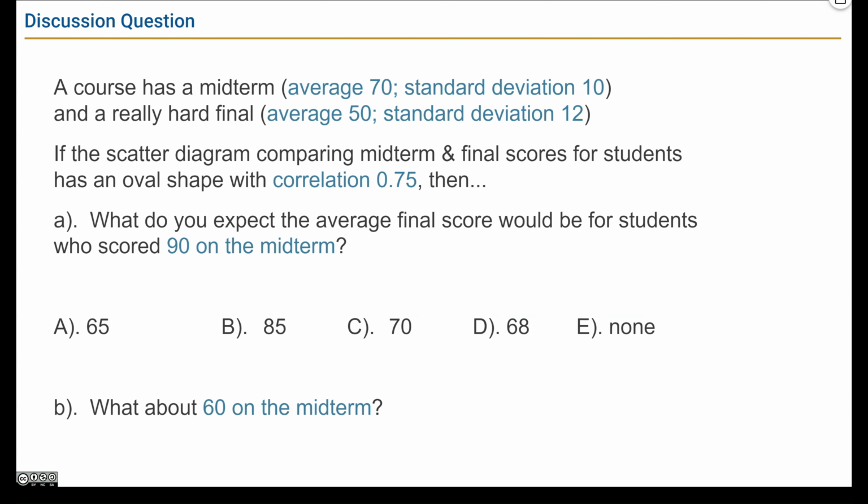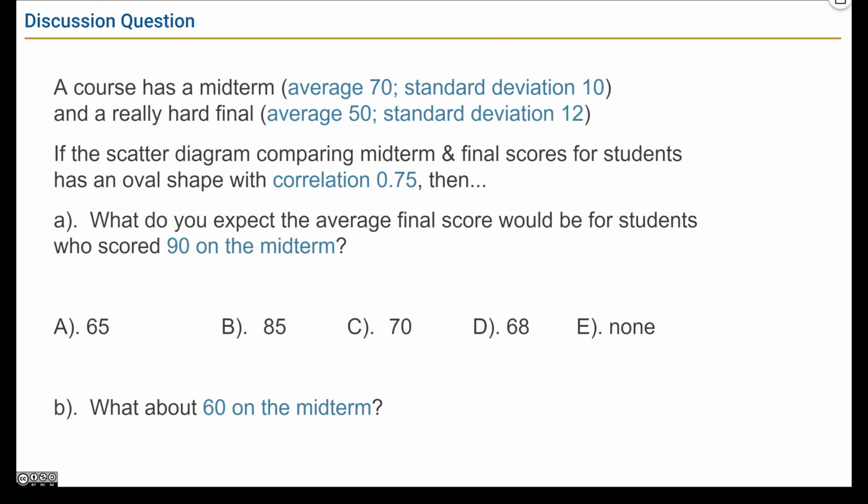Suppose I tell you a course has a midterm that had an average of 70 with a standard deviation of 10, and then a final where the average was a 50 and the standard deviation was 12. Then suppose that the correlation between the midterm and the final scores was 0.75, and it was definitely an oval shape, so it wasn't some weird pattern in the scatter plot. What would you expect the average final score would be for students who scored 90 on the midterm? And then redo this same question with a 60 on the midterm.